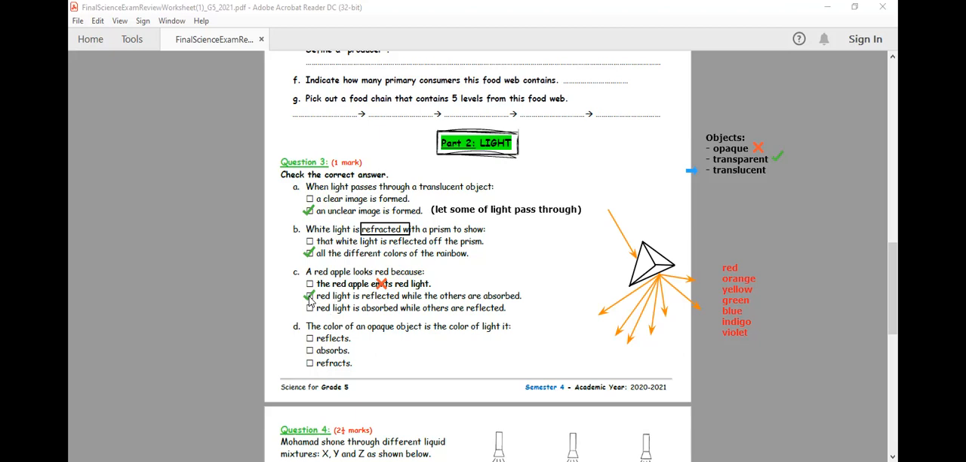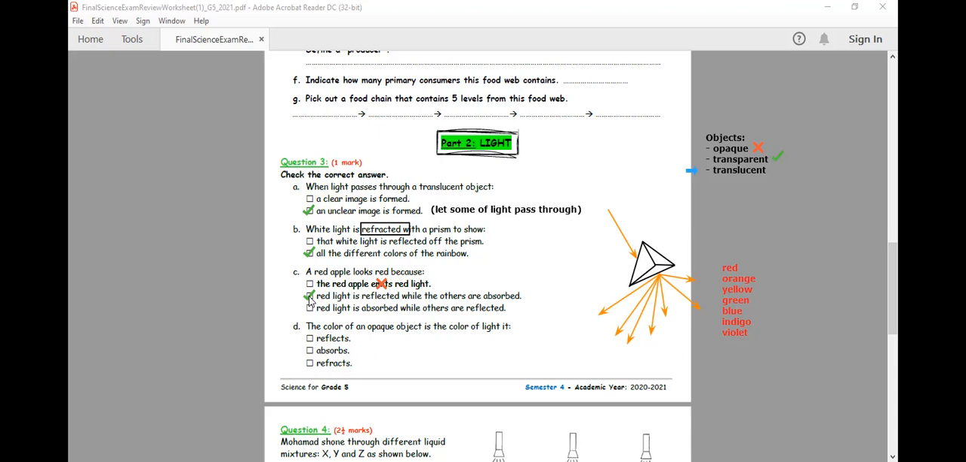Rasha? Rasha, are you here, dear? Are you here, Habibti Rasha? Yes, miss. Okay, I'm asking you to unmute yourself. So please participate. I couldn't hear because the internet was really bad. A red apple looks red because it reflects the red color.